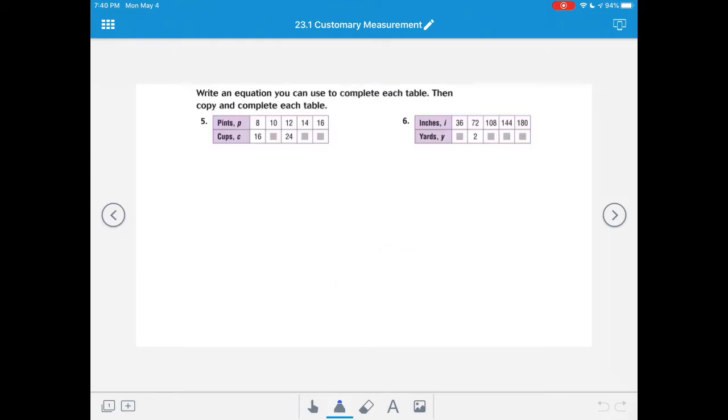All right, so now we're going to get into the part of the lesson where we're going to look at a table and we're going to write an equation that could help us fill in the blanks. To do this, we're going to look at how we're getting from one number to another, and we're going to write a rule in the form of an equation. So let's take a look by first starting to copy down the table. So we have pints, P, and cups, C.